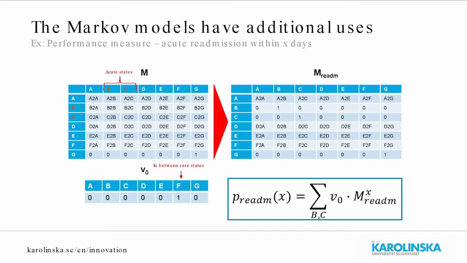The way you do it is that you identify the states corresponding to acute states in the transition matrix. And then you replace the rows corresponding to those states with corresponding rows of an identity matrix. You will then not allow any flux out of these states. So when you multiply the initial state, being the state in between care events, with this new transition matrix, x times, and then sum up over the final state of the acute states, you will get the probability of acute readmission. And then you can calculate it for any point in time. That's better, I think. Here was the acute and then care in between states.